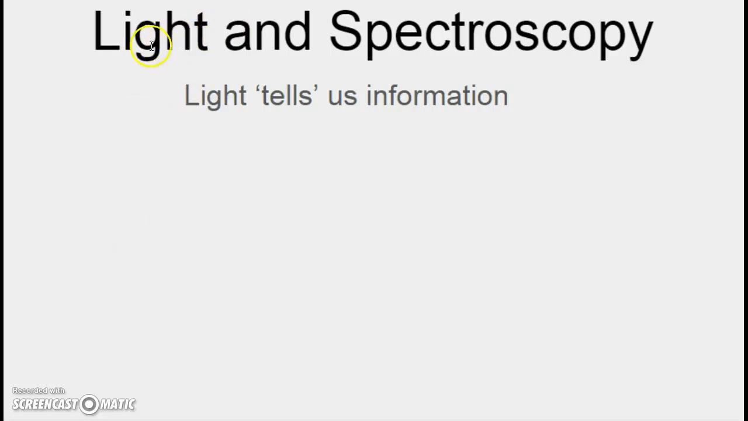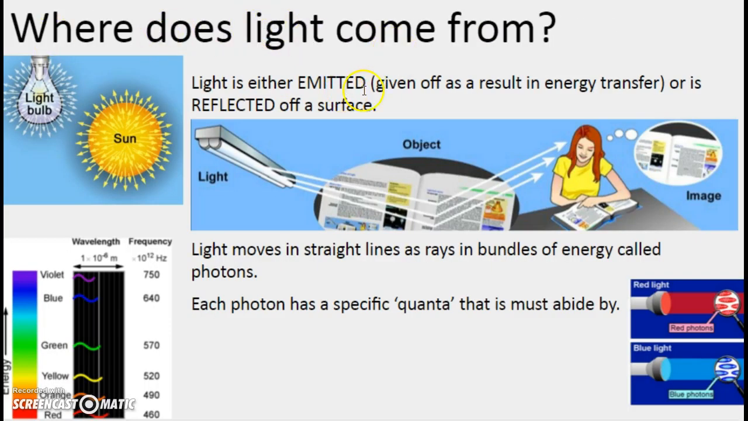All right, moving into astronomy, we are now looking at light, and we're going to be using spectroscopy to make sense of what the light information is telling us. So where does light come from? We've looked at this a couple times prior, but something that is emitting light is giving off heat as a result of an energy transfer, or it is reflected off of a surface.